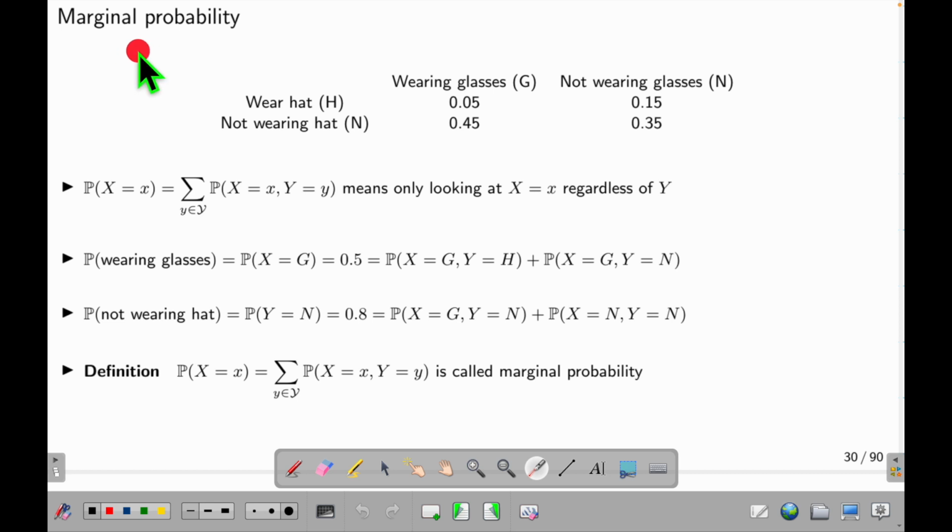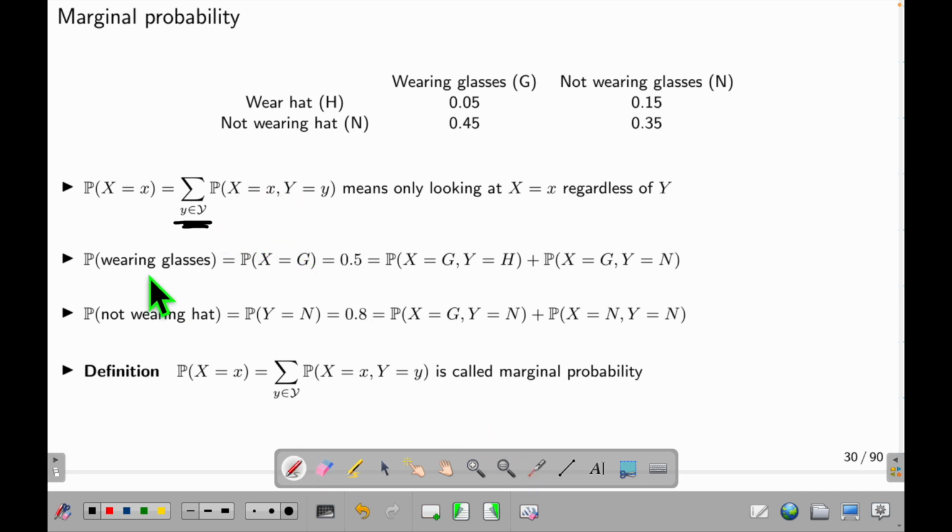With the joint probability, we can talk about something called marginal probability. This is simply the probability of capital X equal to small x. Notice that this symbol has no Y. What does it mean? We are only looking at X regardless of Y. This means for all the y, we take all the possible small y in the sample space of Y, compute all the joint probabilities, and then take the sum.